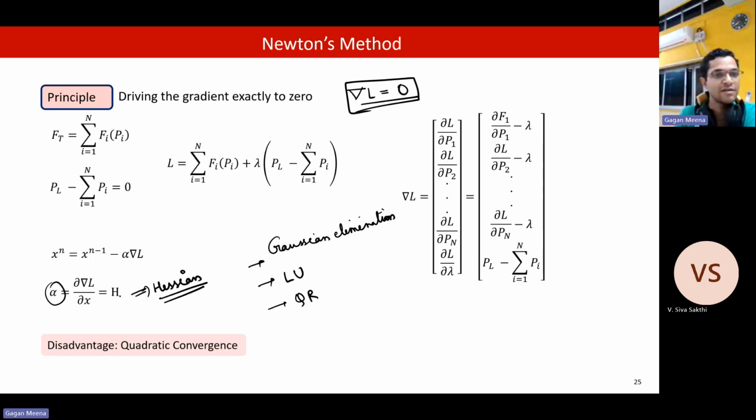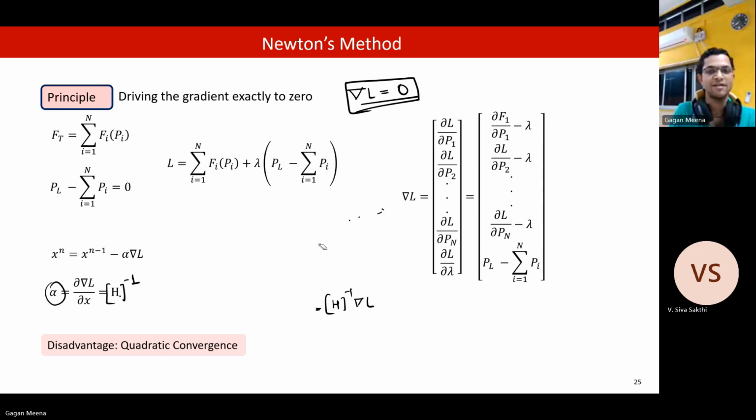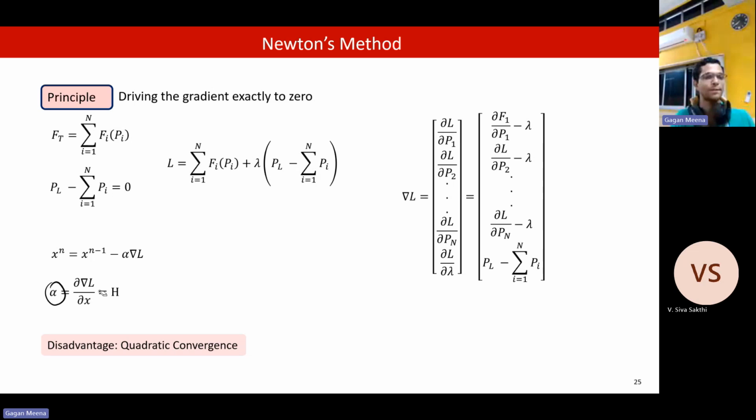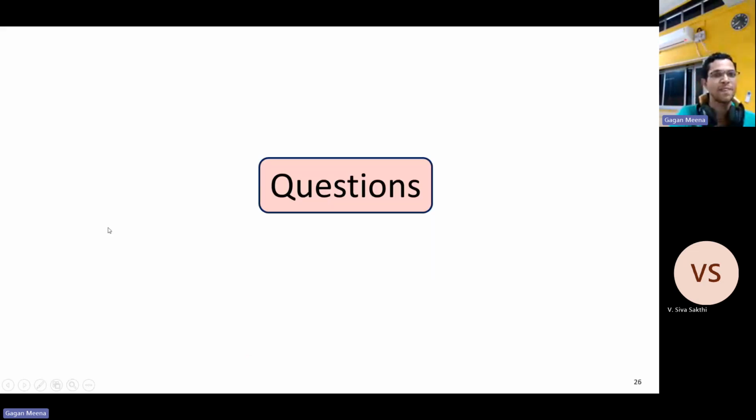Sorry, alpha is the Hessian inverse, not the Hessian. So it will be the inverse of the Hessian multiplied by the gradient of L, subtracted. Sorry for that. And this method has quadratic convergence. It's very fast convergence, and we can get the solution very quickly based upon the tolerance level.